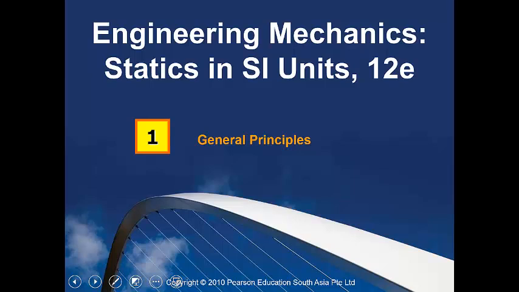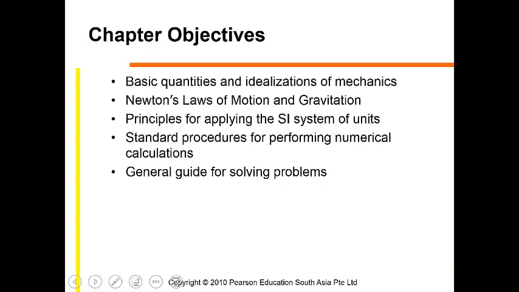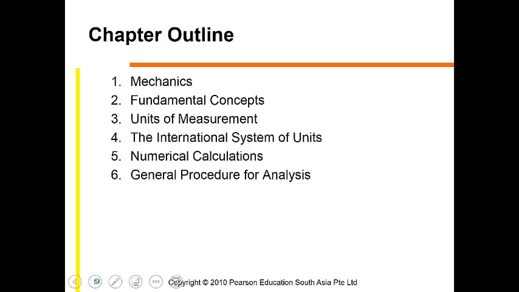This is Engineering Mechanics Statics, Module 1, General Principles. The chapter objectives of this module include an overview of basic quantities and idealizations of mechanics, a review of Newton's laws of motion and gravitation, SI units, procedures for performing numerical calculations, and a guide for solving problems. There's a short quiz for you to attempt at the end of this module.